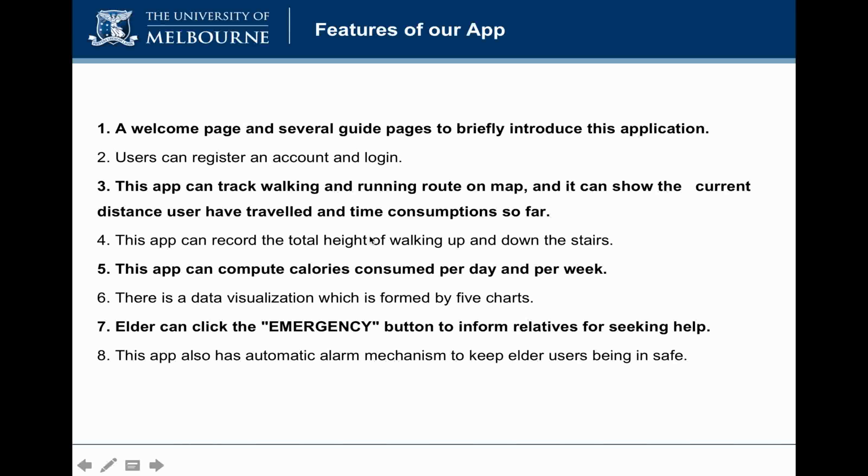As for the features of our app, there's a welcome page and a login page. A user can register an account and log in. The app can track the walking or running map, and it can show the distance and time consumption. It can record the total height of walking up and down the stairs and compute the calories. There's also data visualization, which is formed by 5 charts. The elder can click the emergency button to seek help from their families, and the app has an automatic alarm mechanism to keep the elderly user safe.